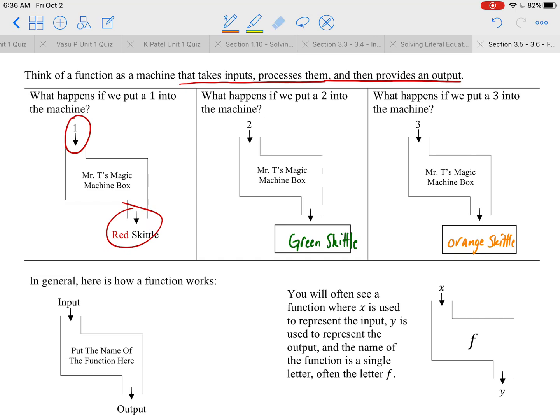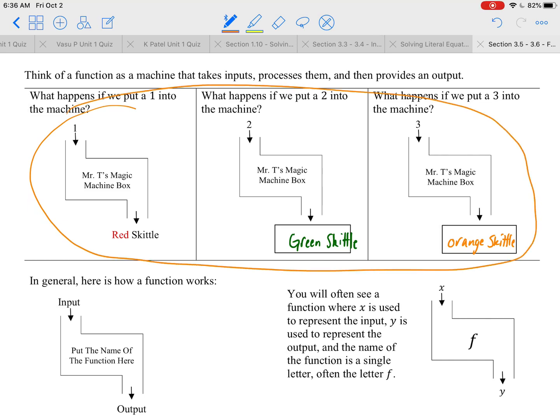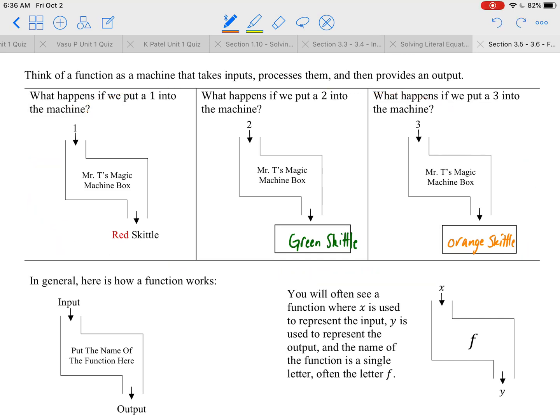Okay, so that right there is a function as far as we've seen so far, right? Whenever you put in a number, you get a very predictable outcome. And instead of a number, you get a skittle, a color skittle. So functions are kind of cool. They can take anything as an input, and they can provide anything as an output. It doesn't just have to be numbers, right? It could be colors. It could be letters.